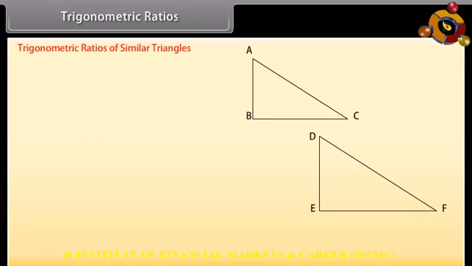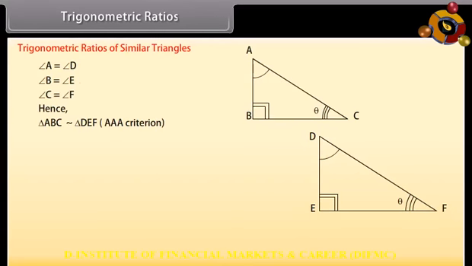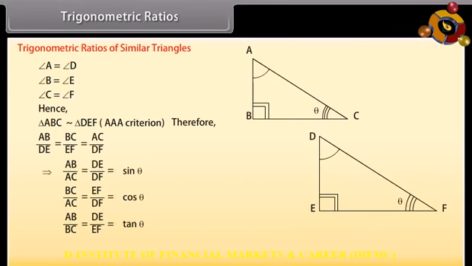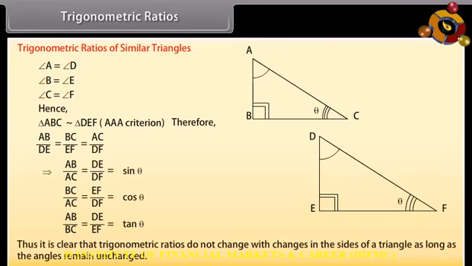Consider the two triangles, triangle ABC and triangle DEF. Angle A is equal to angle D. Angle B is equal to angle E. Angle C is equal to angle F. Hence, triangle ABC is similar to triangle DEF by AAA criterion of similarity of triangles. Therefore, the corresponding sides of the two triangles are proportional. Thus, it is clear that trigonometric ratios do not change with changes in the sides of a triangle as long as the angles remain unchanged.